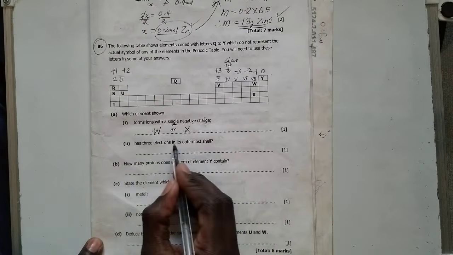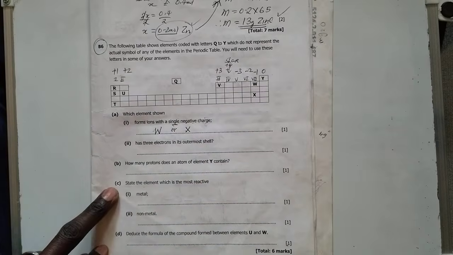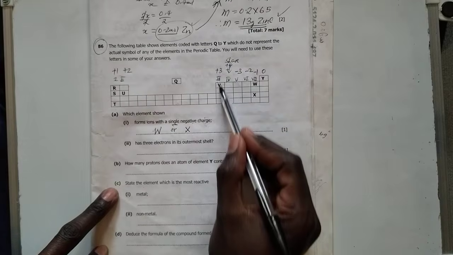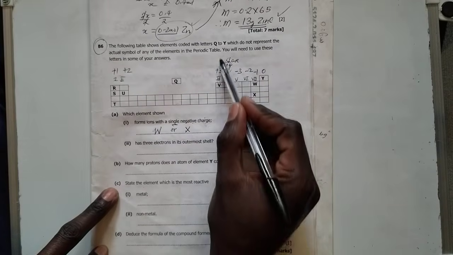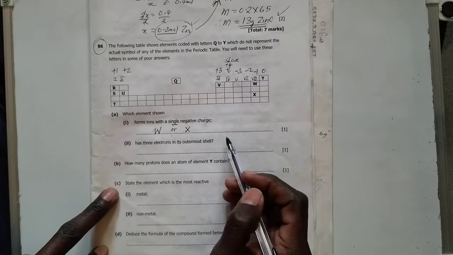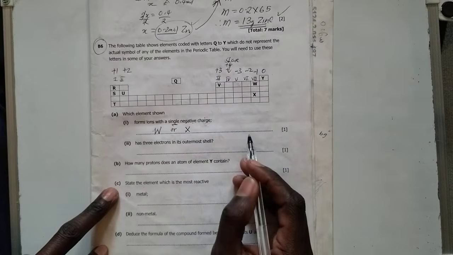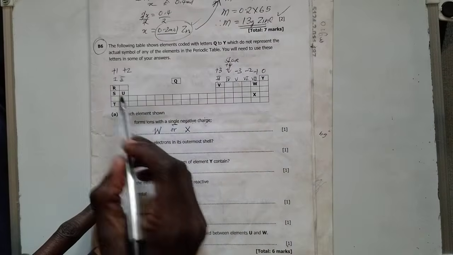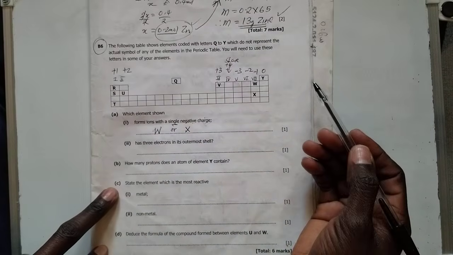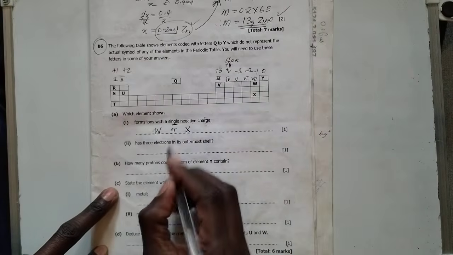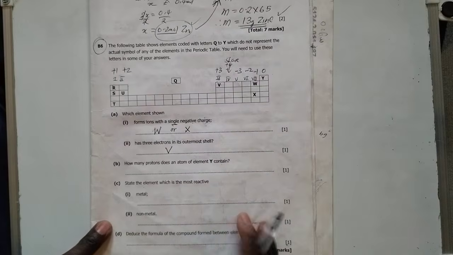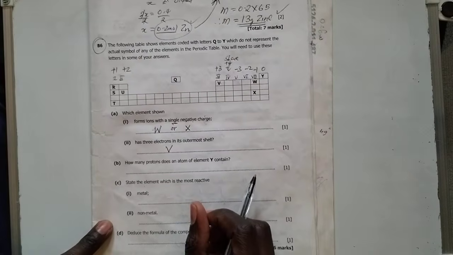Then it says has 3 electrons in its outermost shell. Those that have 3 electrons in the outermost shell are those elements found in group 3. In fact, the group number tells you how many electrons are found in the outermost shell. So V qualifies because it is in group 3 and hence it has 3 electrons in the outermost shell.